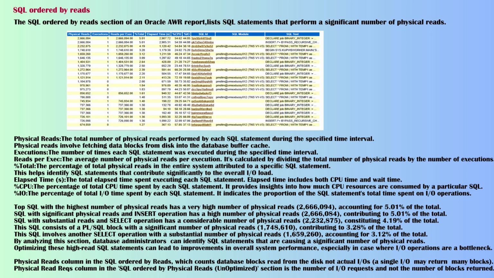Elapsed time: the total elapsed time spent executing each SQL statement. Elapsed time includes both CPU time and wait time. Percent CPU: the percentage of total CPU time spent by each SQL statement. It provides insights into how much CPU resources are consumed by a particular SQL statement. Percent I/O: the percentage of total I/O time spent by each SQL statement. It indicates the proportion of the SQL statement's total time spent on I/O operations.